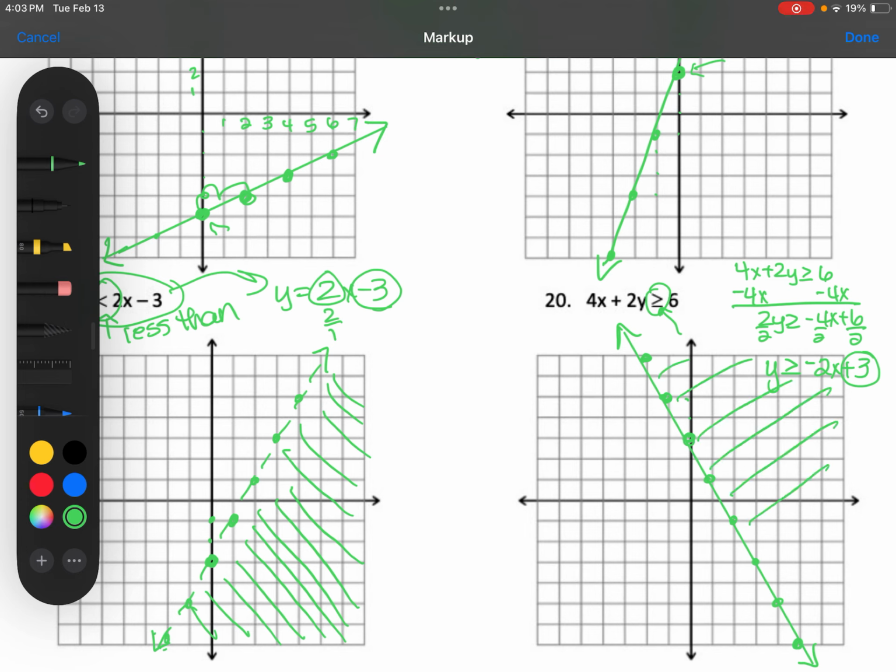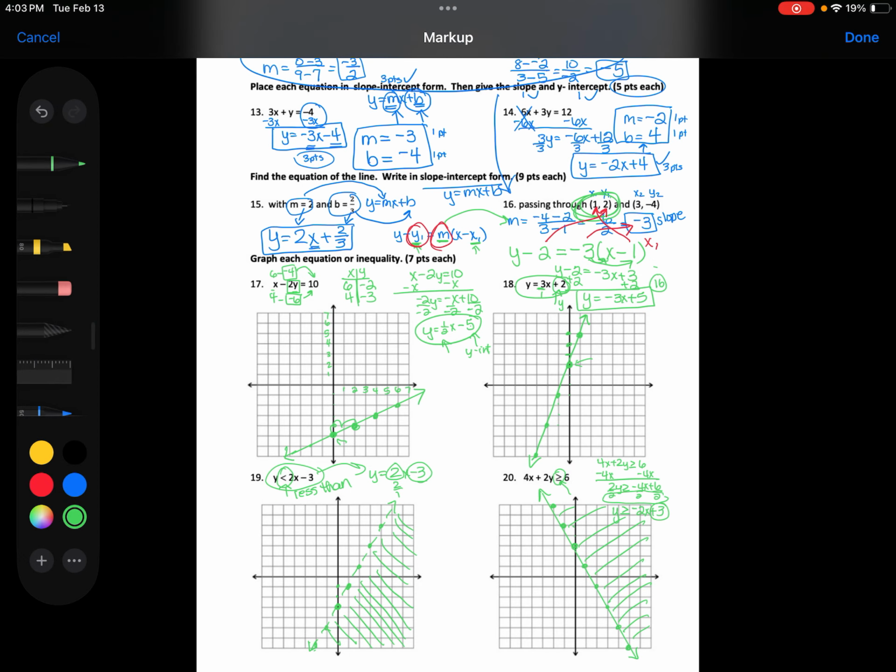Remember, if for any reason you divide by a negative, then you would also need to flip that sign. Okay, that's it. That's exactly what your test is over, exactly what I just did on here, just with different numbers and different slopes. If you can do this review, then you will be able to do the test.